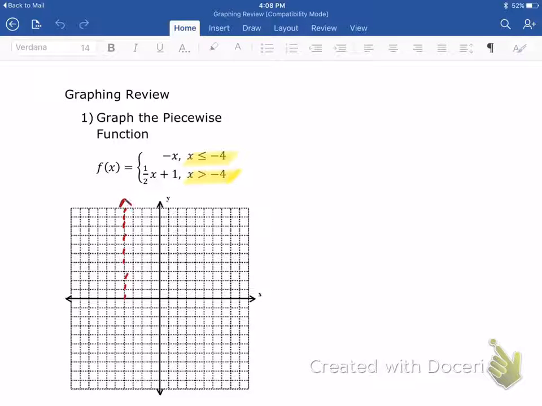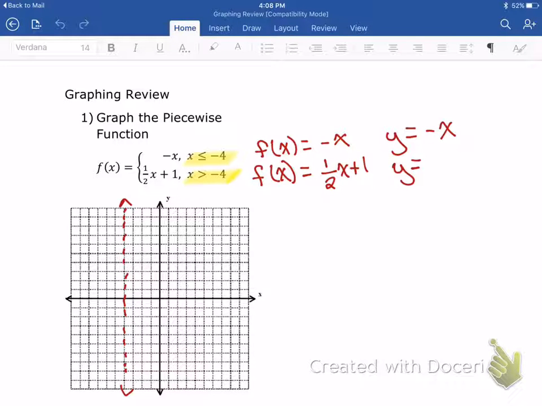And what that does is it lets me know that when x is less than or equal to -4, I'm talking about the function f of x is equal to -x. You can also think of that as y equals -x. So we're talking about a linear function there. But when x is greater than -4, our function changes. So it's 1/2 x plus 1. You can also think of that as y equals 1/2 x plus 1. And that's just a different notation.